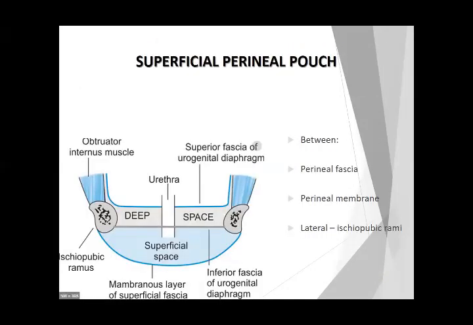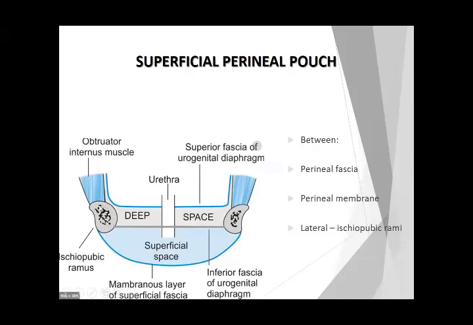Let's come to the perineal pouches. The superficial perineal pouch is the space we are talking about here. It is between the perineal fascia, this entire thing, and the perineal membrane. This is the perineal membrane. So it is between the perineal fascia and the membrane.